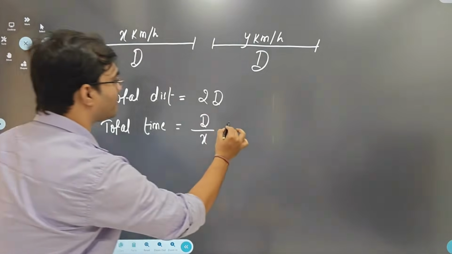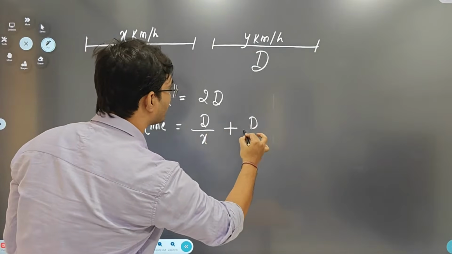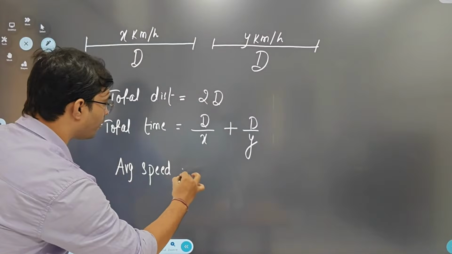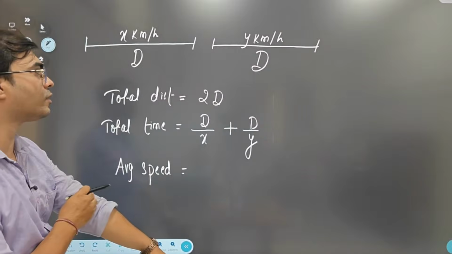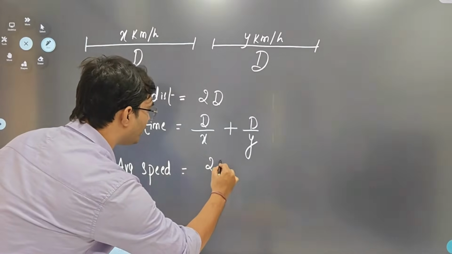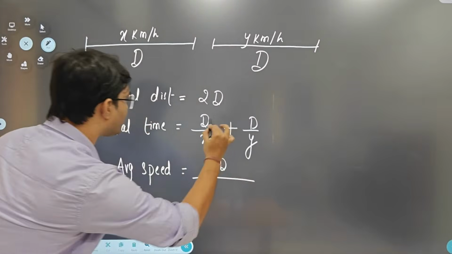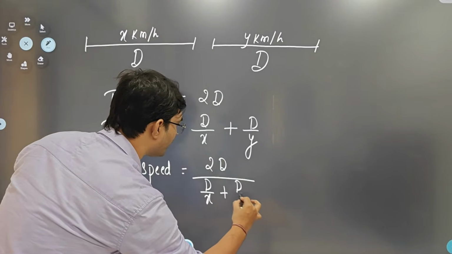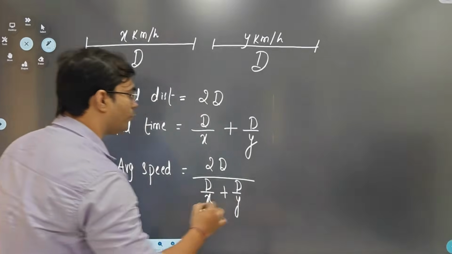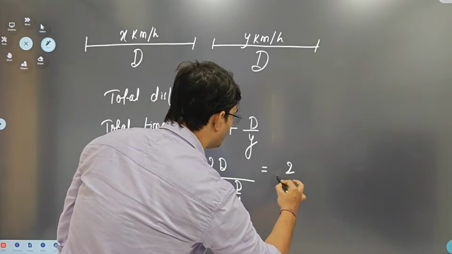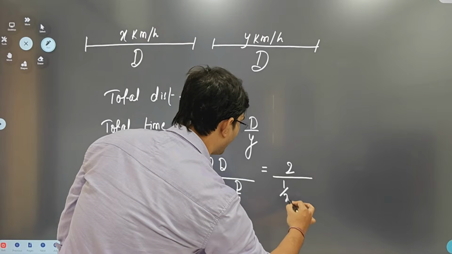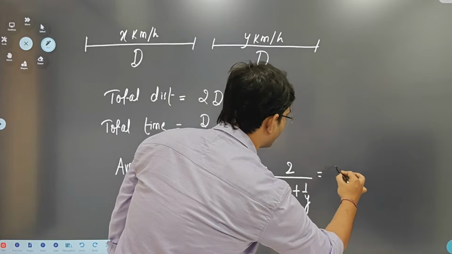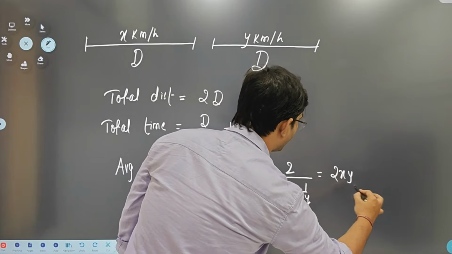What is time taken in the second case? d by y. So what is total distance covered? 2d divided by total time taken, which is d by x plus d by y. If you cancel d from numerator and denominator, the answer will be equal to 2 divided by 1 by x plus 1 by y. If you simplify that, it is 2xy divided by x plus y.